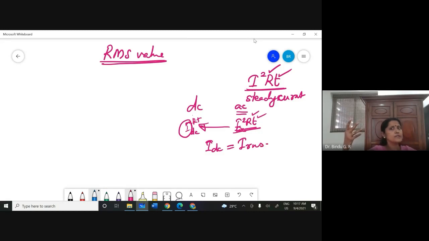I hope you understood. The RMS value is not actually the value of the alternating current that you're talking about. Same as in the case of the average value, you're talking about an equivalent steady current or equivalent DC current, which is capable of doing the same work as is done by the AC.